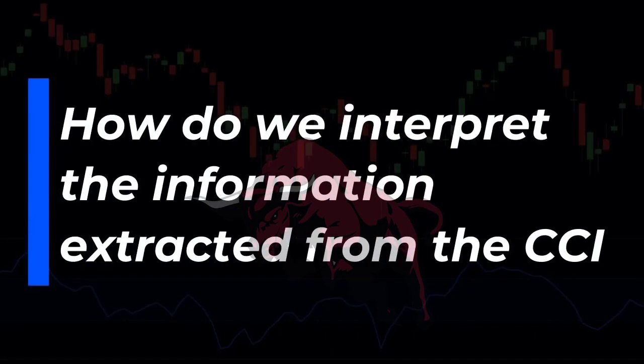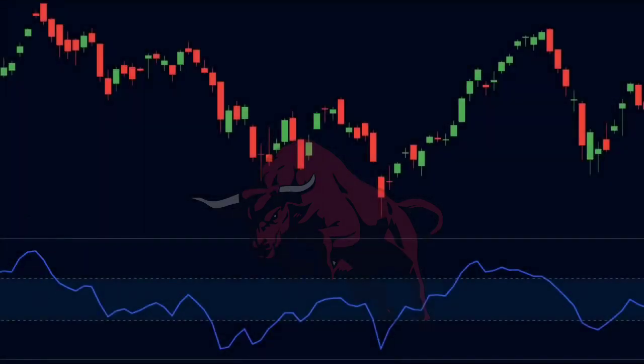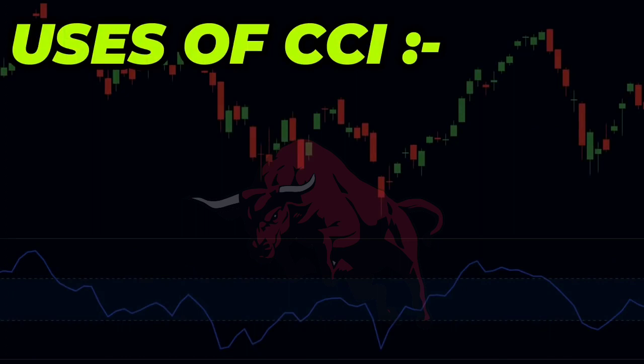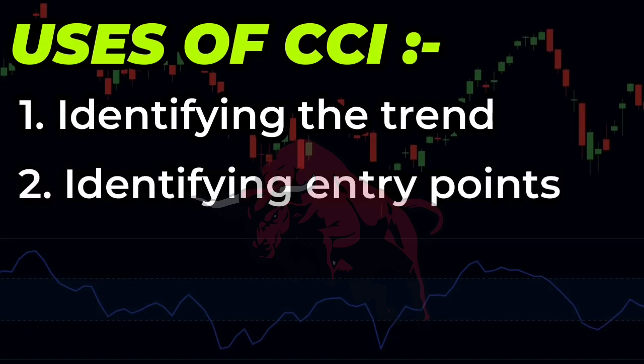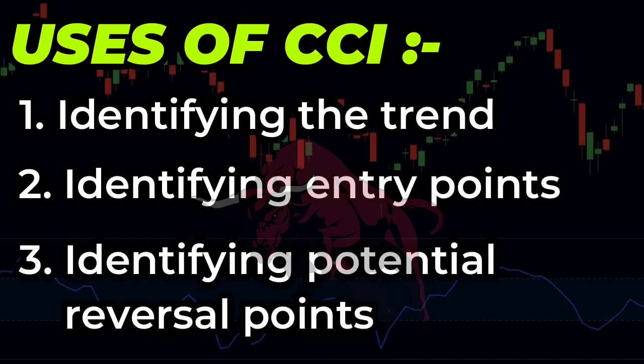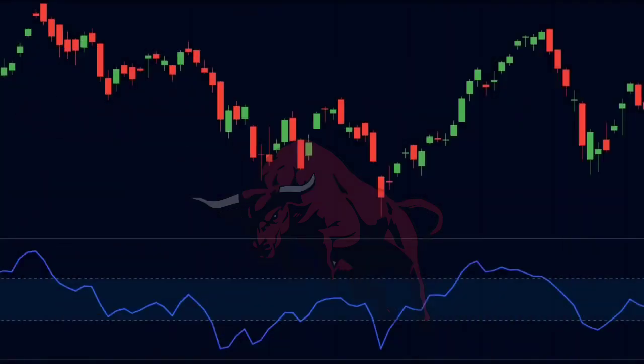So, how do we interpret the information extracted from the CCI indicator? We will use the CCI indicator for the following. Number 1, identifying the trend. Number 2, identifying specific entry points to enter the trend. Number 3, identifying potential reversal points where the trend might come to an end. Now let us elaborate on each of these points.